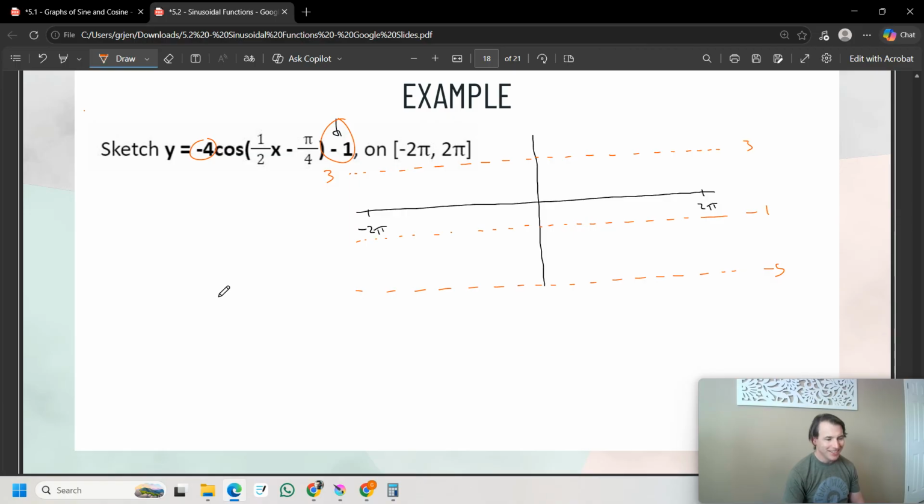Okay, and then we're going to figure out just like the period here. So there we've got 1/2. So the period is equal to 2 pi divided by 1/2, which is to say 4 pi is our period. Cool. So now I would go through and figure out, well, what's our quarter period? Our quarter period is pi.